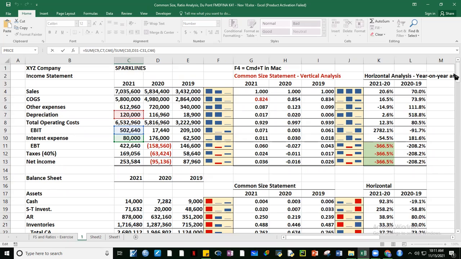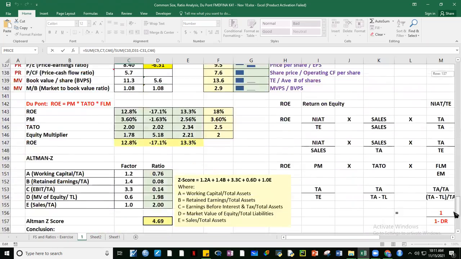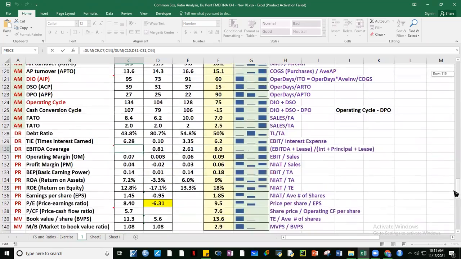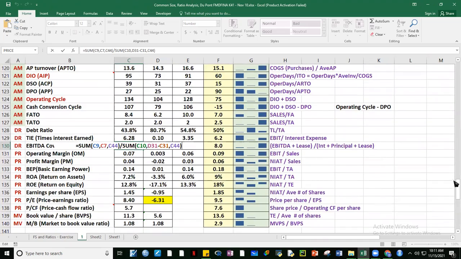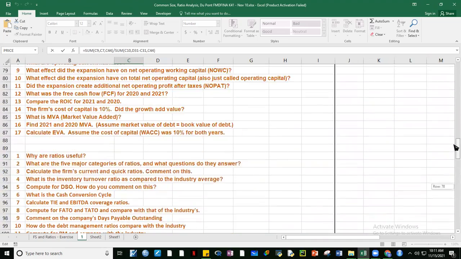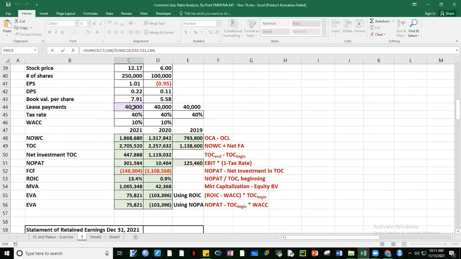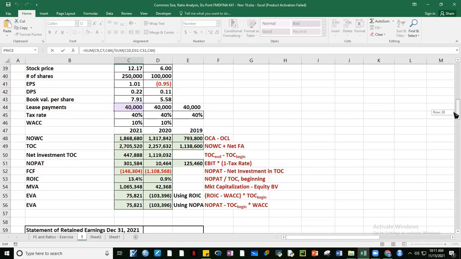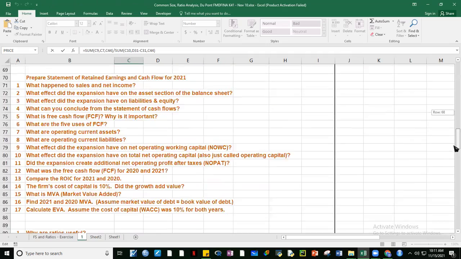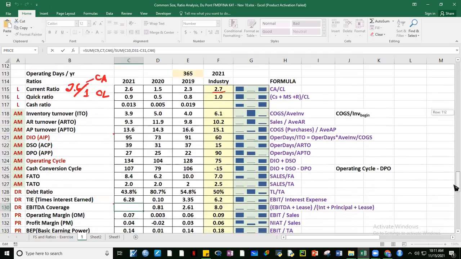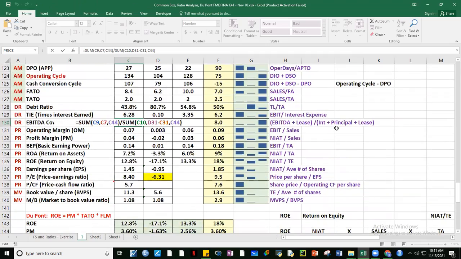Okay, so look at the formula, no? EBITDA plus lease. Given tayo ng lease amount, C44. So may lease payments tayo. Okay, so idadagdag natin si EBIT plus the depreciation para makuha natin yung EBITDA plus the lease payments. And then divided by interest plus principal plus the lease.